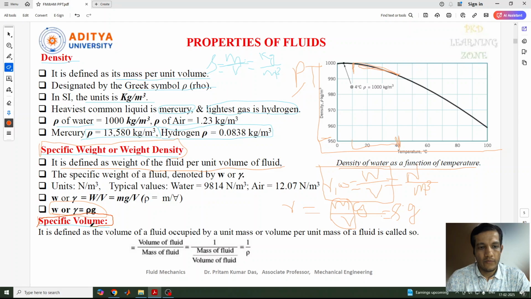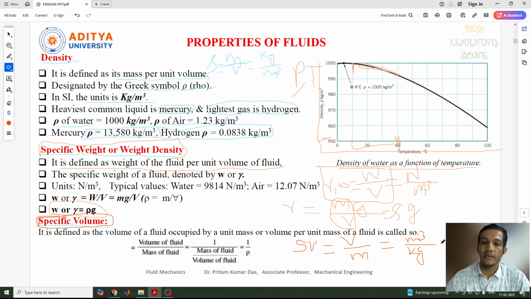Specific volume defines the volume of the fluid by the mass of the fluid. It is the reciprocal, or you can say the reverse, of density. You can write specific volume of the fluid, SV, equal to volume of the fluid divided by mass of the fluid. The unit of volume is meter cube, and the mass of the fluid is in kg. So meter cube per kg.